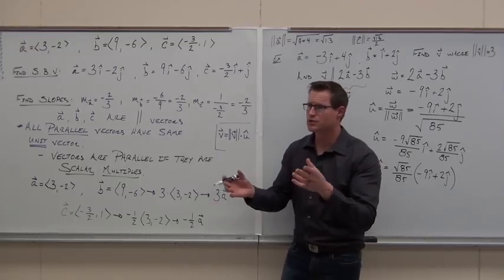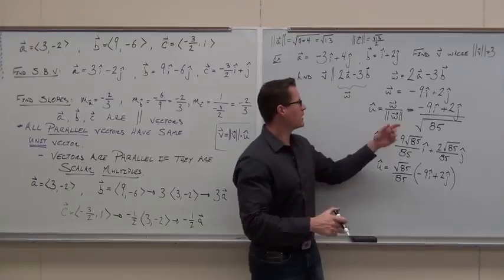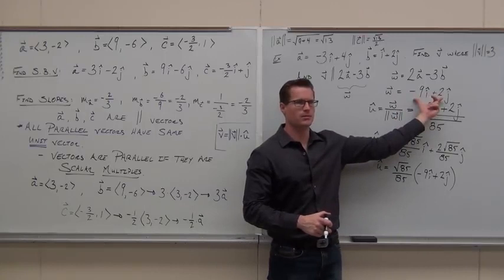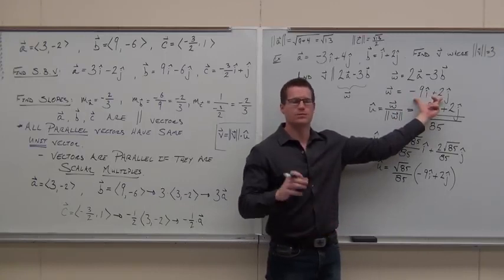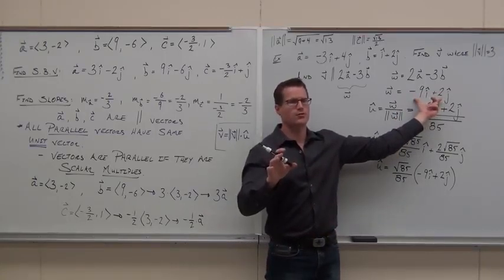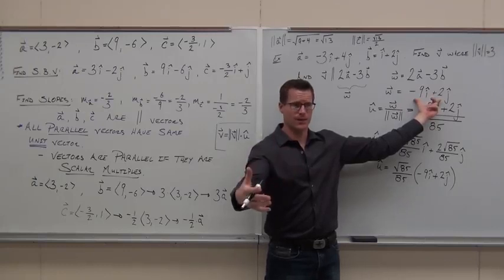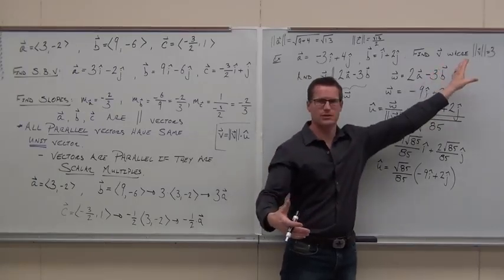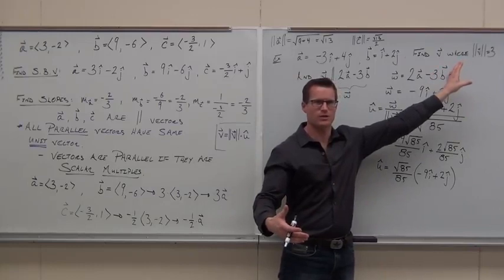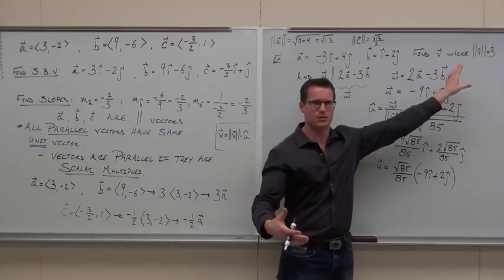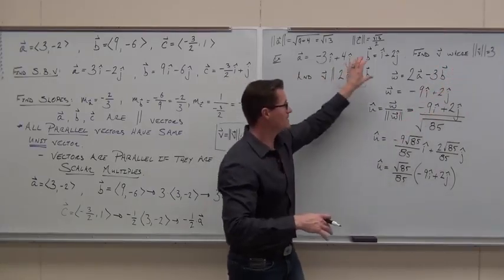Does that make sense? So you can't just do this. You can't just go, hey, I found this one, let's multiply by 3. Well, that's not a unit vector. That would create for you a parallel vector, but not one with that magnitude. I don't want to over-talk it, but I want to make sure that you guys get what I'm talking about. Did you get what I'm talking about?